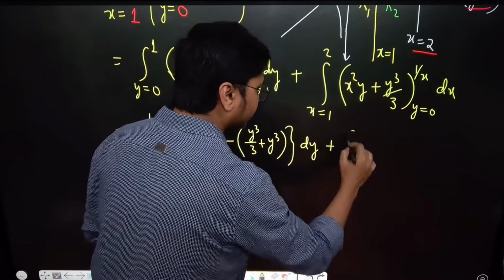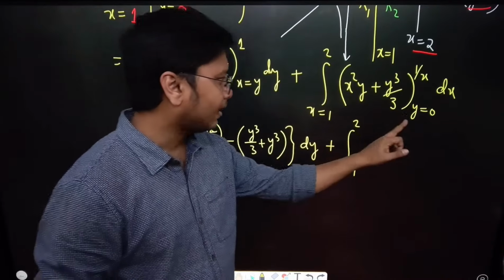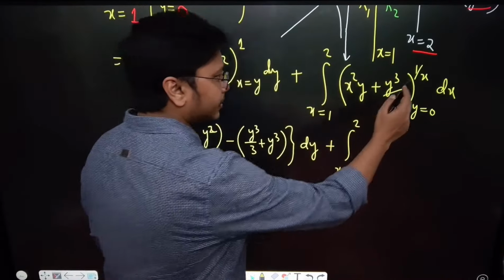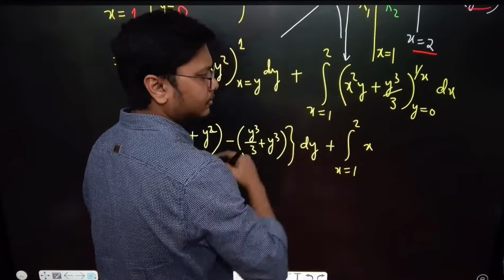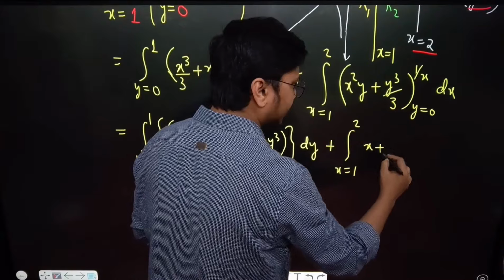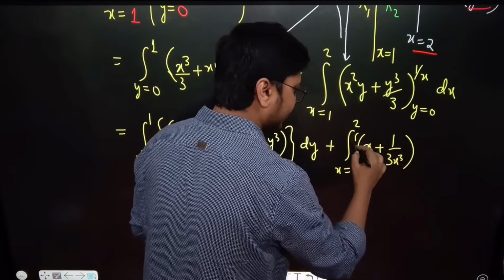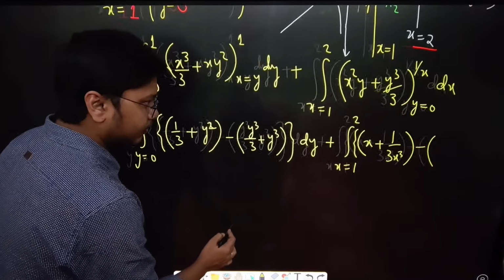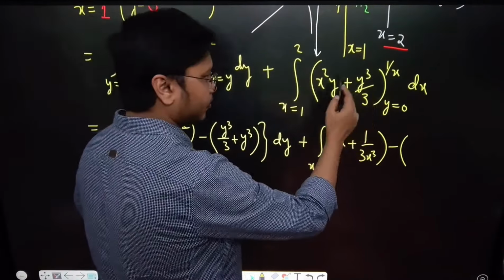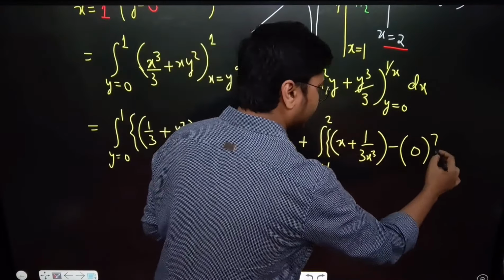Plus, going on to the next integration. So here I need to put the values of y. First, the upper limit, if I put 1 by x in place of y, I would simply get x from the first part, and plus 1 by 3x cube. So that's the upper limit. Minus the lower limit, that would be, now if I put 0 in place of y, you can understand for both the cases it would turn out to be 0.